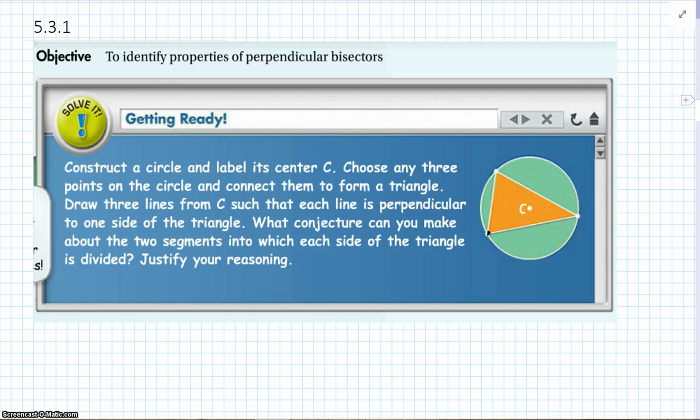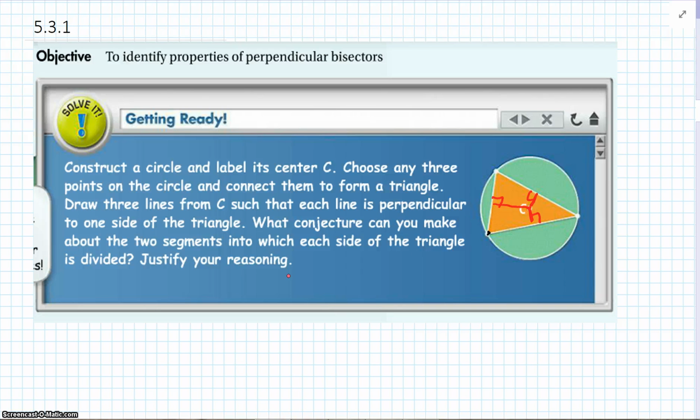We need to construct a circle and label the center C, as in the example on the right. Choose any 3 points on the circle and connect them to form a triangle. Draw the 3 lines from C such that each line is perpendicular to one side of the triangle. So we're going to draw a line there, there, and again, using our compass, we could do this a little bit better. There. Okay. What conjecture can you make about the 2 segments in which each side of the triangle is divided?